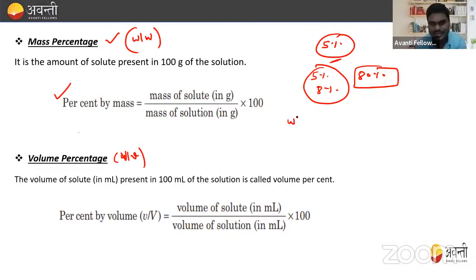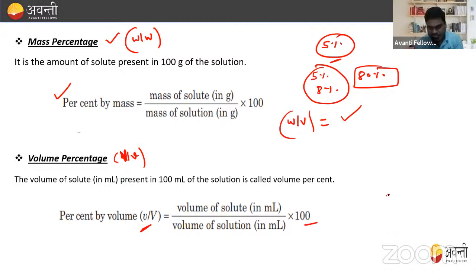One another is weight by volume. So in weight by volume, solute is present in gram, where the solution is present in volume. So one another method, that is weight by volume. This is volume by volume. Okay, so please correct this. This is not weight by volume. This is volume by volume. So what is volume by volume percentage, beta? That is volume of the solute in milliliter upon volume of the solution in milliliter multiply by 100.